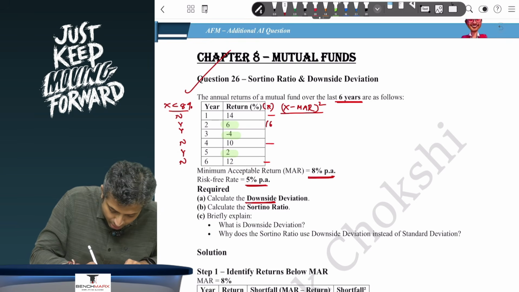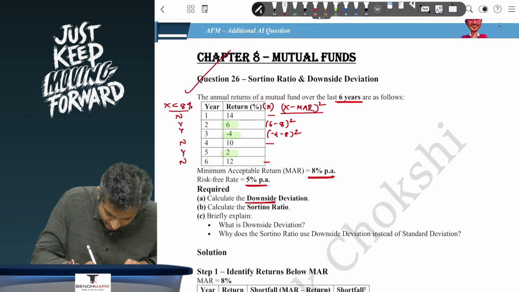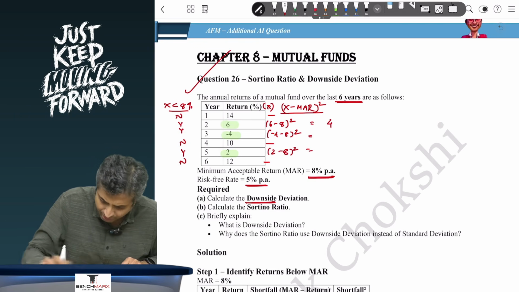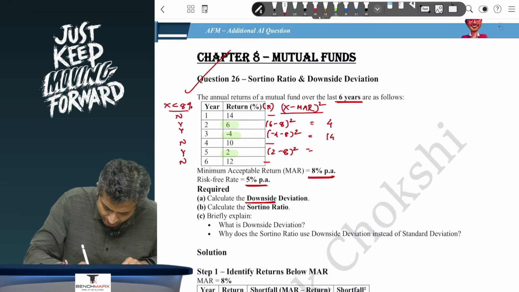So the working over here will be (6 minus 8) the whole squared, (4 minus 8) the whole squared, (2 minus 8) the whole squared. So this will be what? 2 squared, I believe this is 4. This is minus 12 squared, I believe this is 144. And this is 6, this is 36.